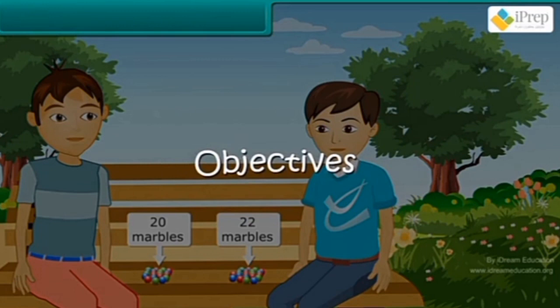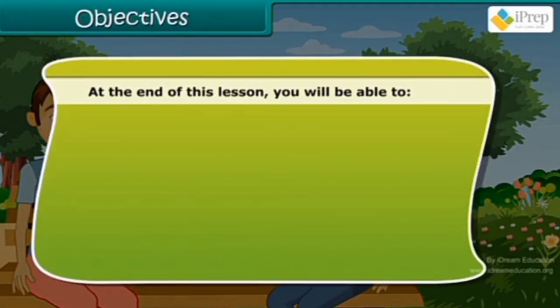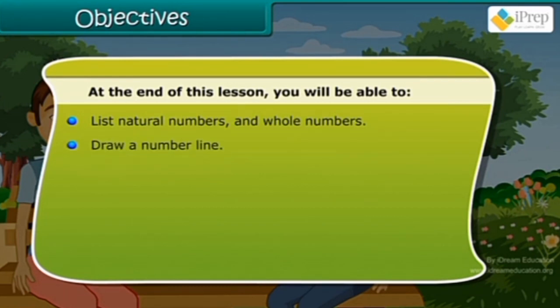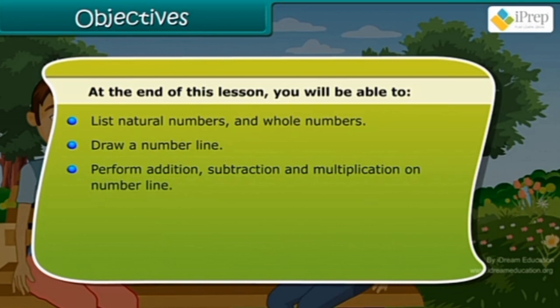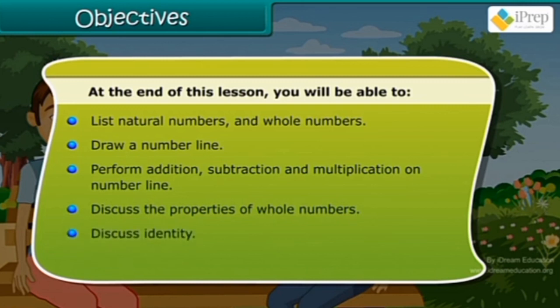Objectives. At the end of this lesson, you will be able to list natural numbers and whole numbers, draw a number line, perform addition, subtraction and multiplication on the number line, discuss the properties of whole numbers, discuss identity, identify patterns in whole numbers.